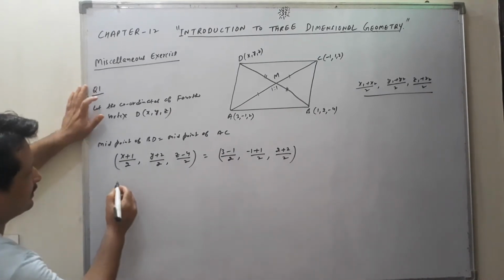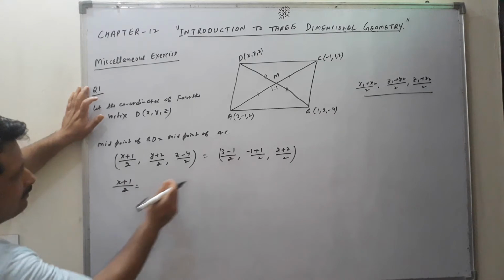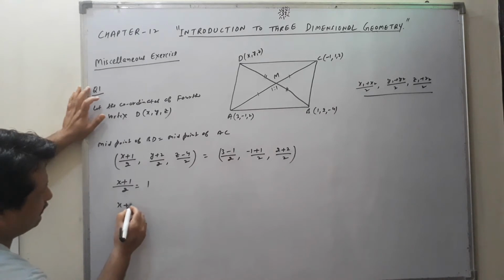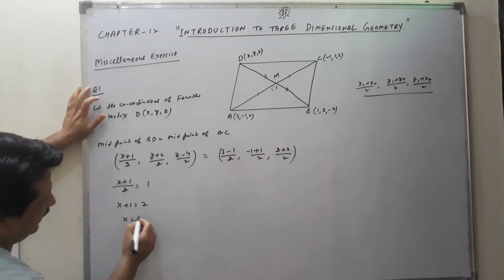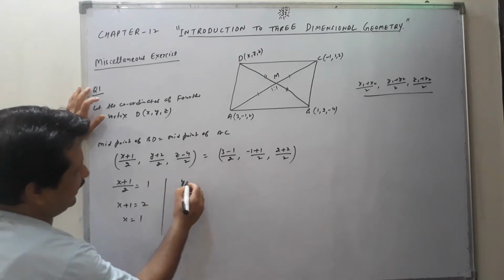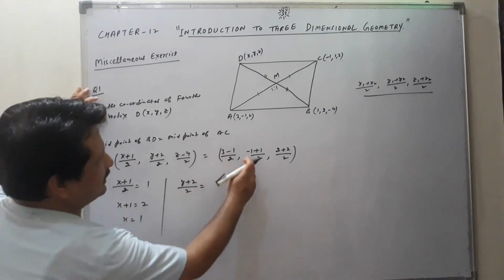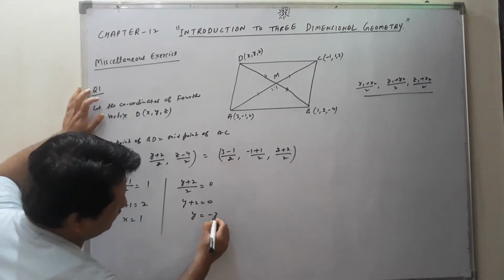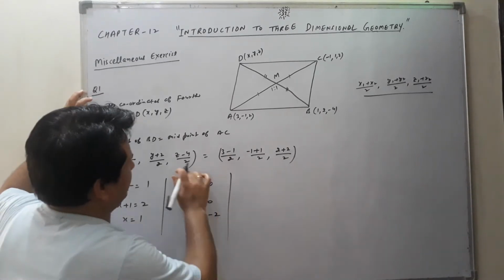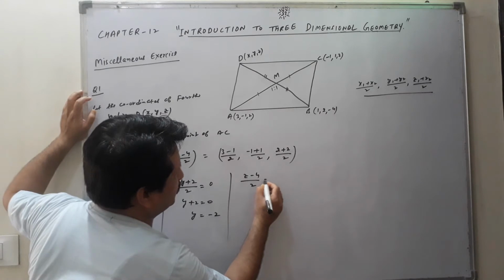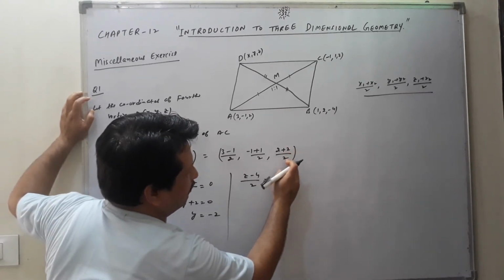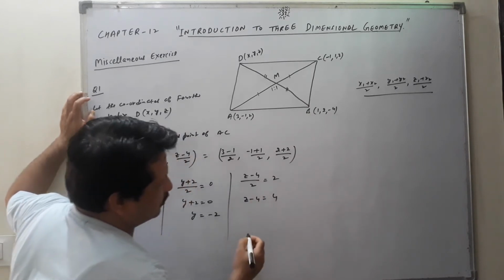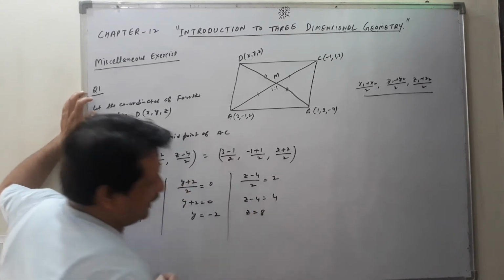X will come as equal to x. Means x plus 1 upon 2 will come as equal to 2 by 2, that is 1. Means x plus 1 is equal to 2, so x is equal to 1. Let us come to y: y plus 2 upon 2 is equal to 0. So y plus 2 is equal to 0 and y is equal to minus 2. Then the third one, z minus 4 upon 2 is equal to 4 by 2, that is 2, or z minus 4 is 2 2s are 4, so z will come as equal to 8.